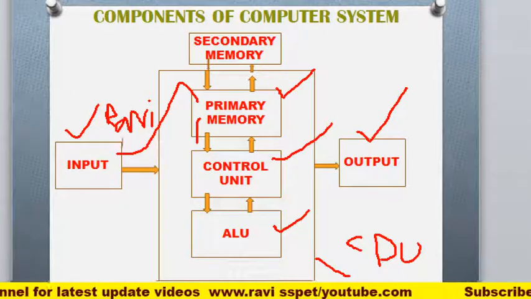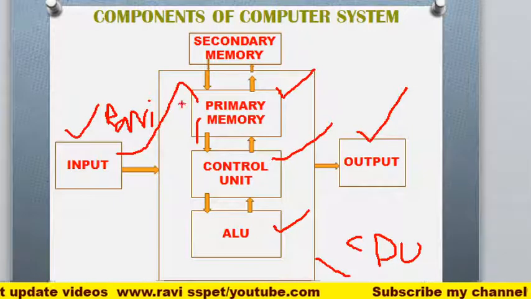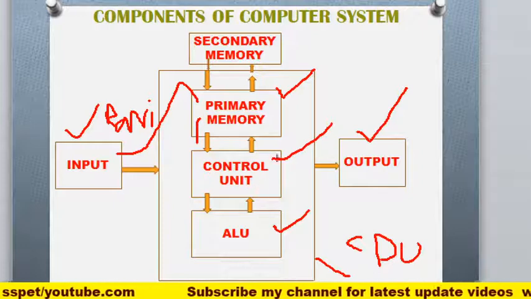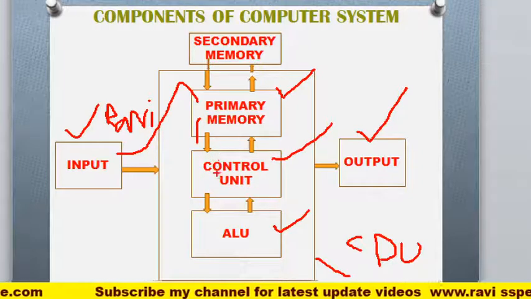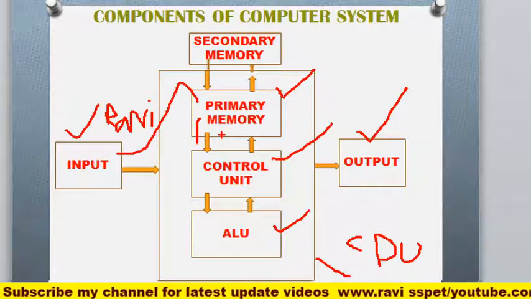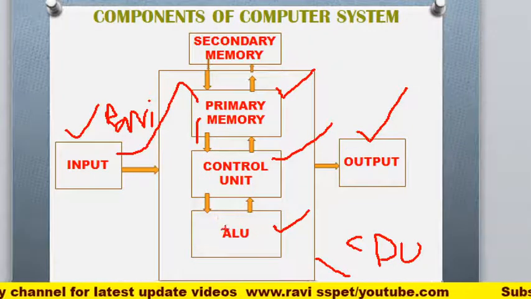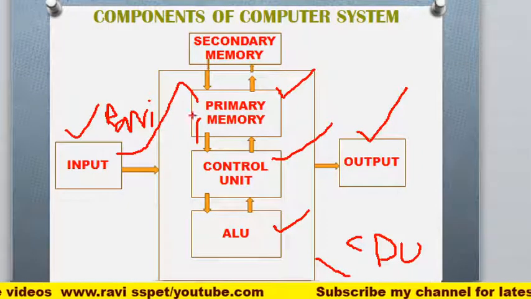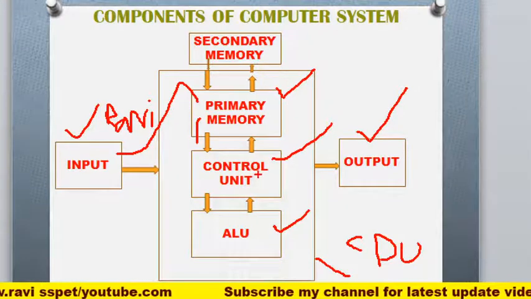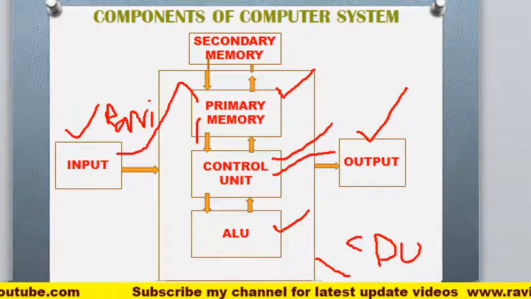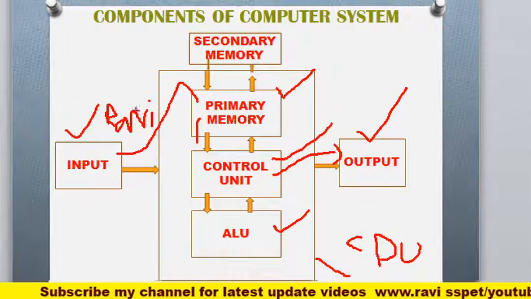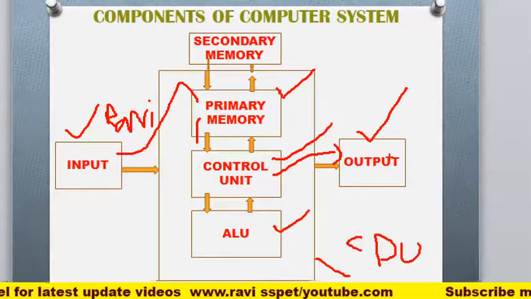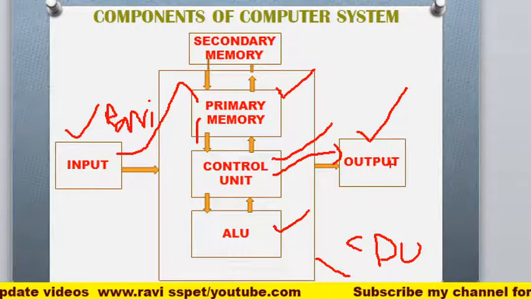So whenever I am typing RAVI through the keyboard, first of all it will go to the primary memory. After that it will go to the control unit. In this control unit, it will see whether it has to transfer to the ALU or to the output. Yes, Ravi is not a mathematical calculation. That's why the control unit tells the output, that is the monitor, to display this Ravi. So the control unit controls all the operations.